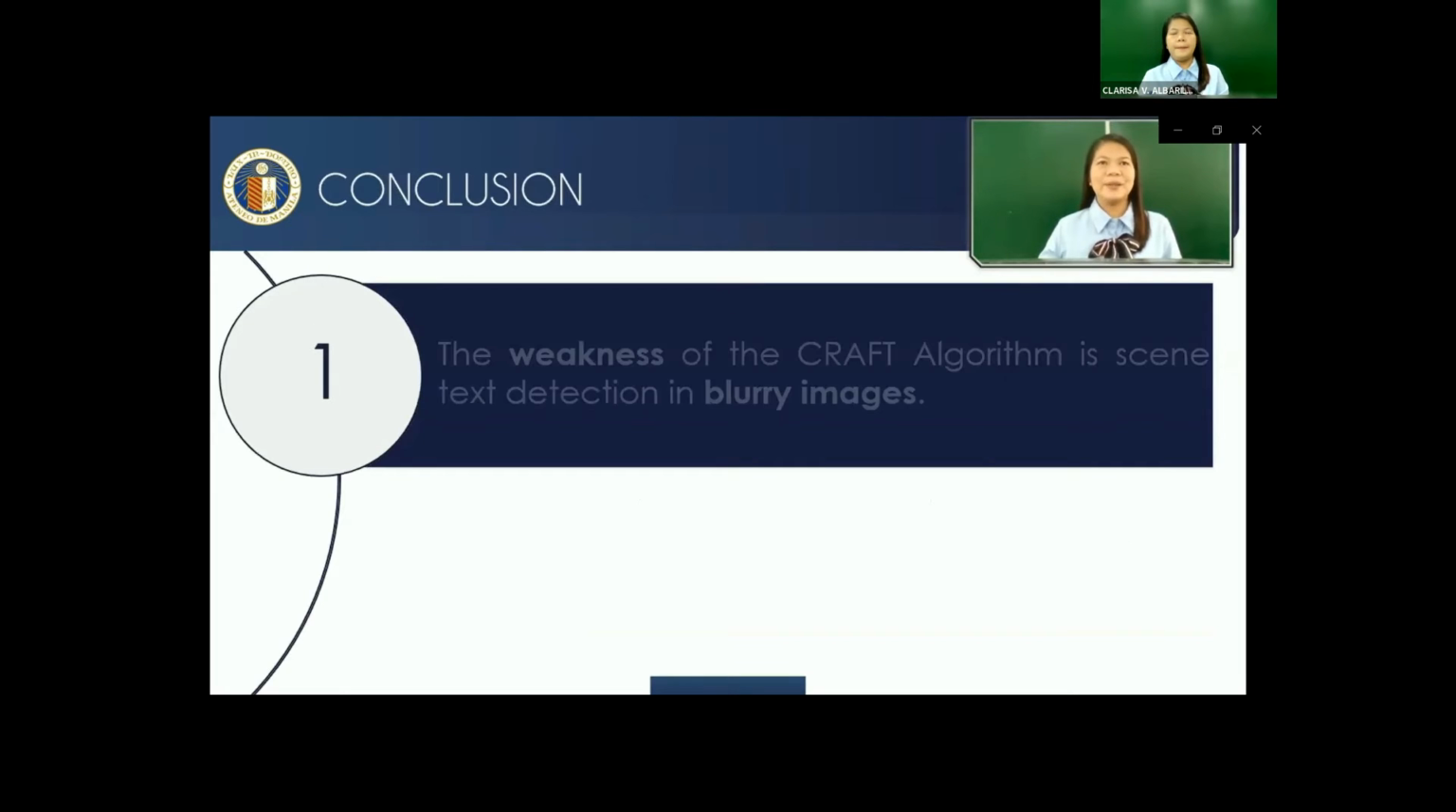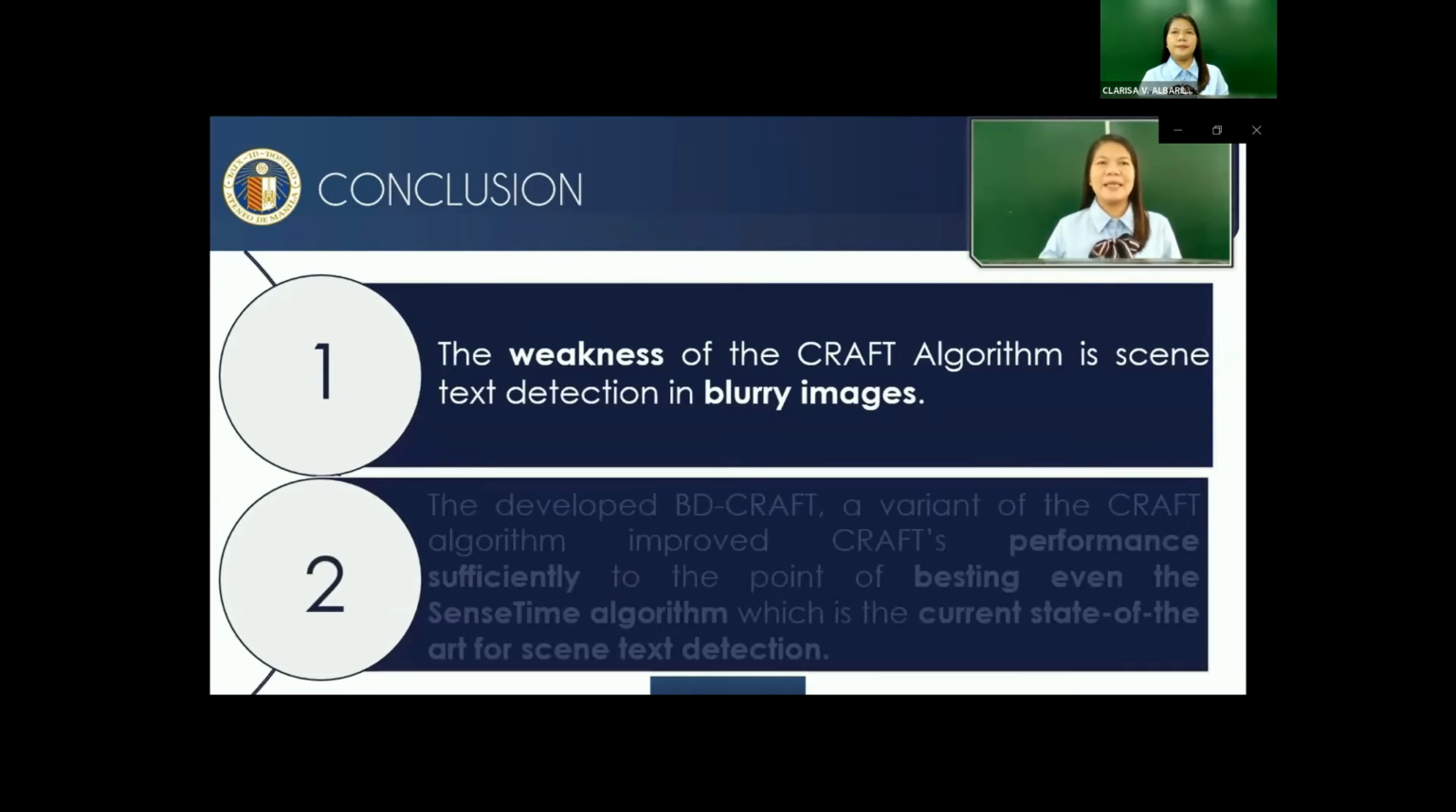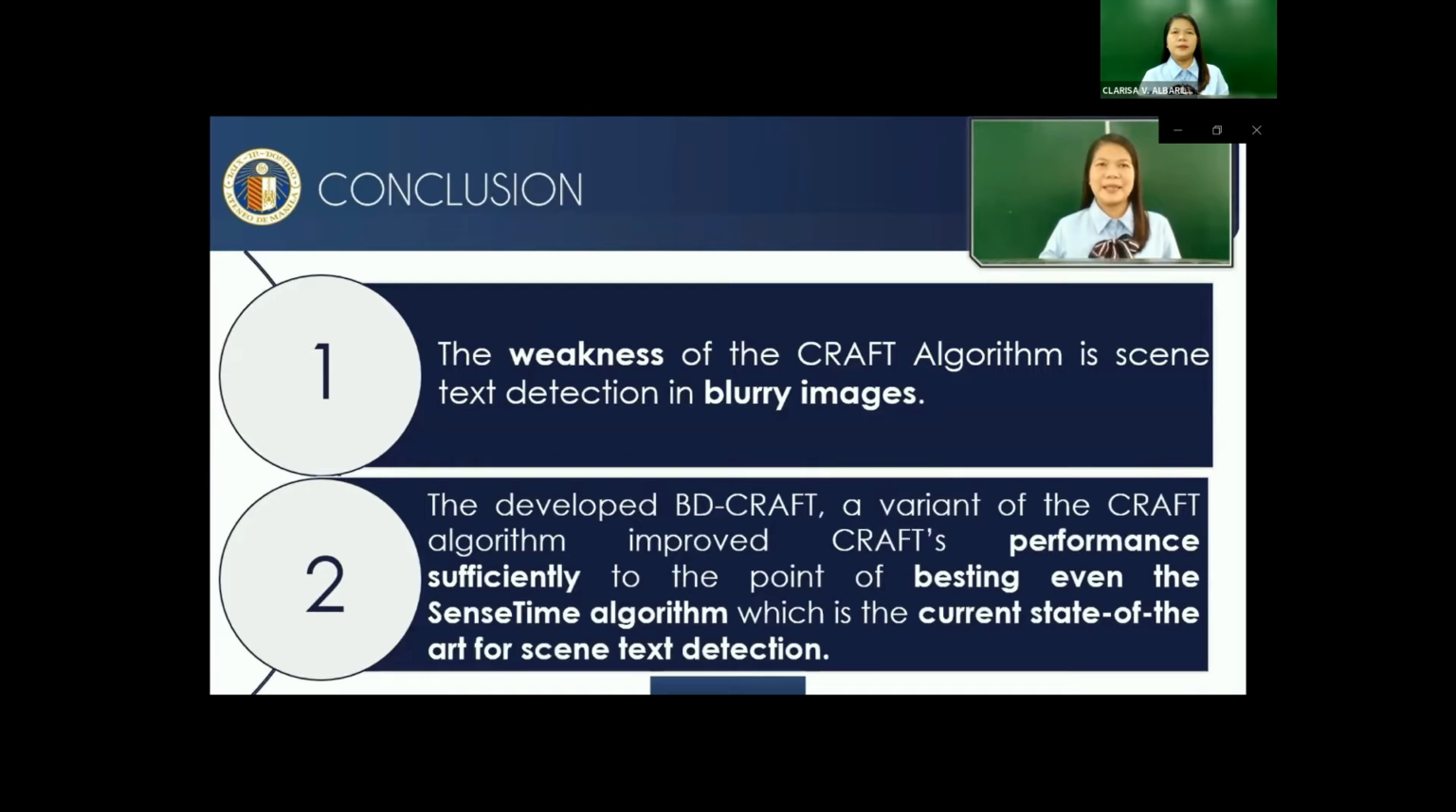As to the conclusion, the weakness of the CRAFT algorithm is text detection in blurry images. The developed BD CRAFT, a variant of the CRAFT algorithm, improved CRAFT's performance sufficiently to the point of besting even the SenseTime algorithm, which is the current state-of-the-art for text detection.